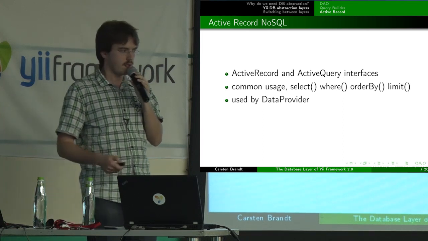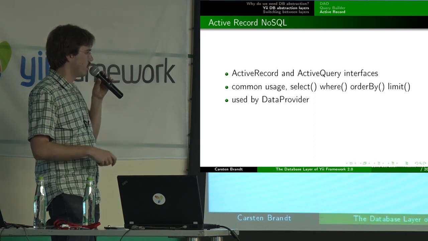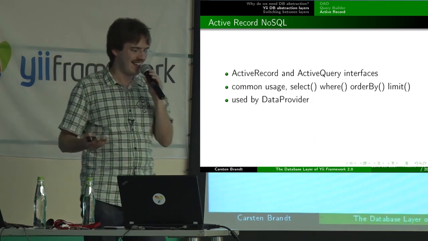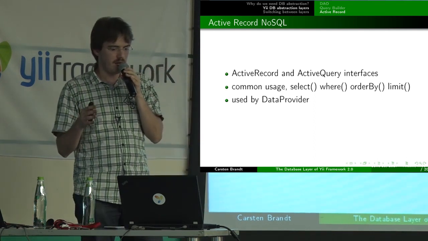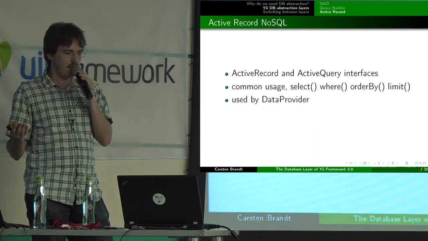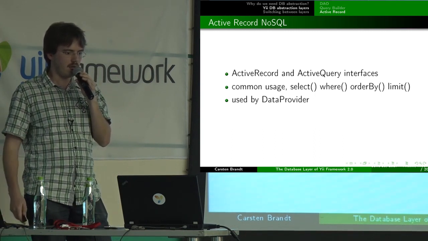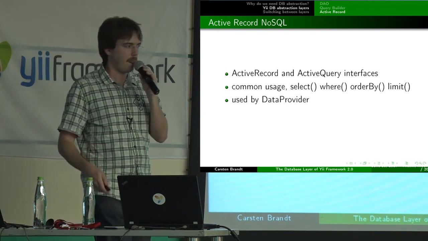Because, yeah, select is for which columns we want to have, where is the filtering, order by is, of course, ordering, and limit is pagination. So if we can implement this interface on a NoSQL database, it's possible to have an active record layer that can be used by a data provider and present data in a grid view, for example.